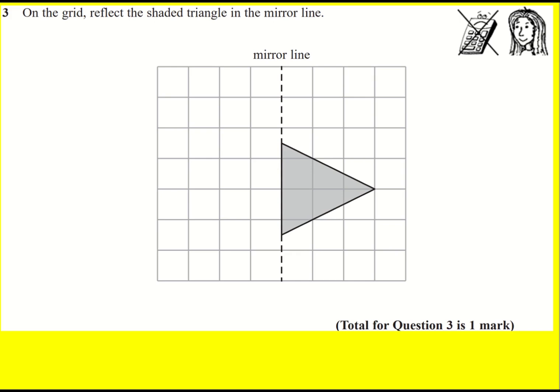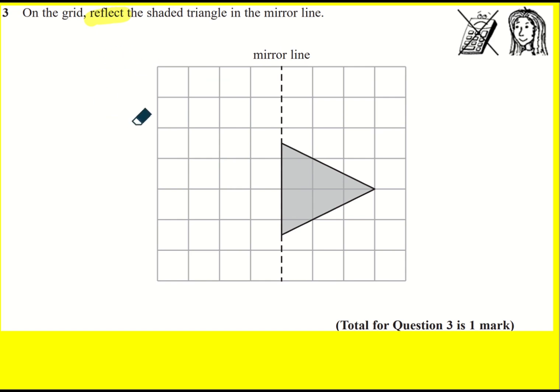On the grid, reflect the shaded triangle in the mirror line. Now the word reflect literally means a flip across the mirror line. You're flipping this triangle over the mirror line.